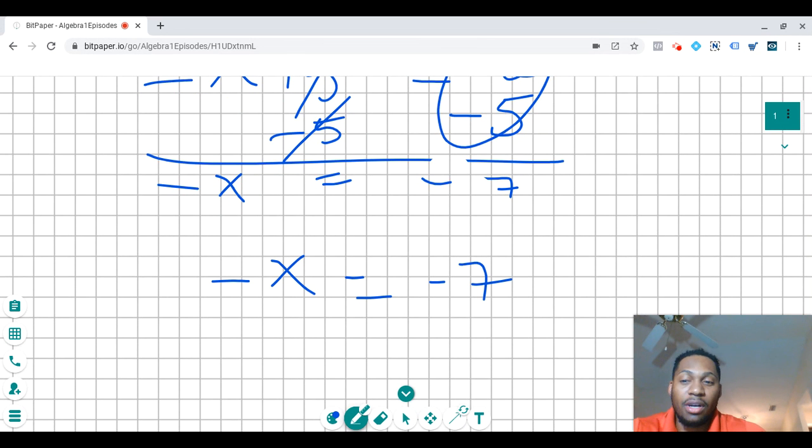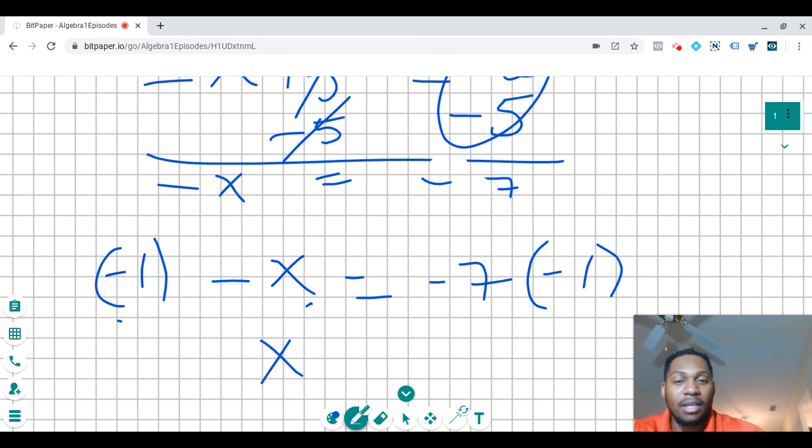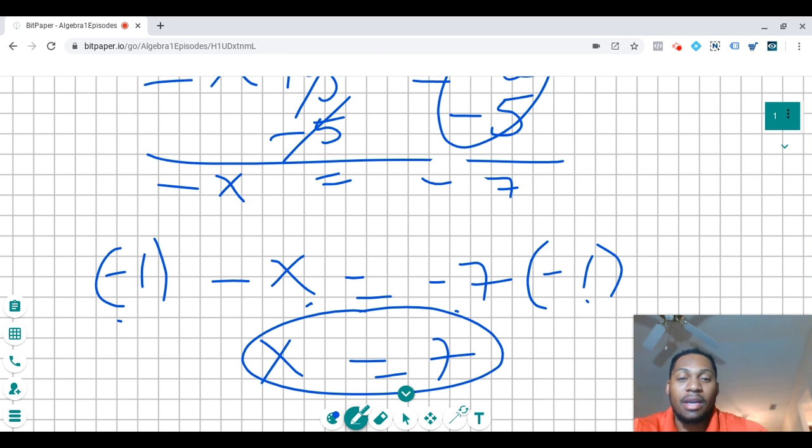In order for you to solve for this, all you have to do in this case is multiply both sides by a negative 1. So you multiply this guy here by a negative 1. You multiply this guy here by a negative 1. Negative 1 times x is x. Negative 7 times negative 1 is 7. So that means x is equal to 7. And that's your answer choice.